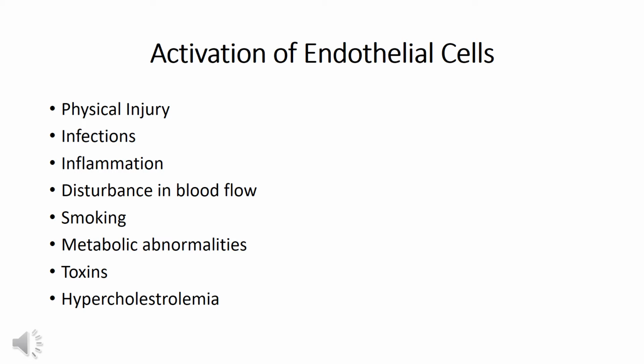Infections can also activate the endothelium. Similarly, inflammation, disturbance in blood flow, smoking, and various metabolic abnormalities are also involved in the activation of endothelial cells. Many toxins are involved in the activation of endothelial cells, and the most common genetic condition present in Asia is hypercholesterolemia. It means an increased concentration of cholesterol in blood, which can also cause activation of endothelial cells, which can ultimately lead to clot formation in blood.